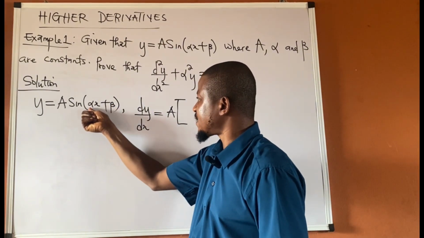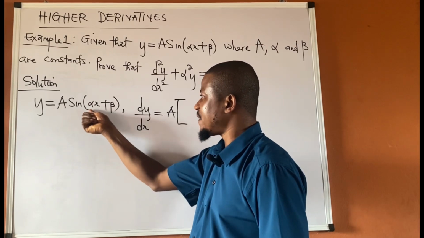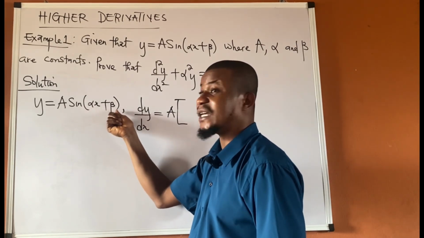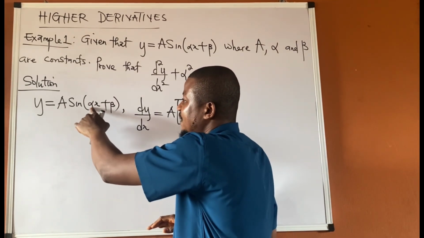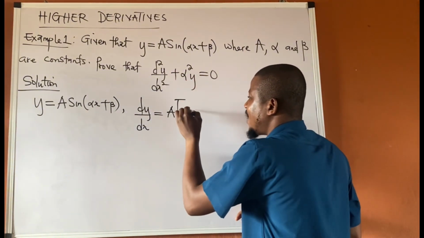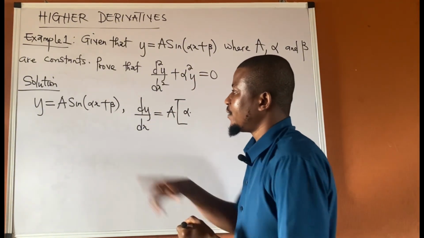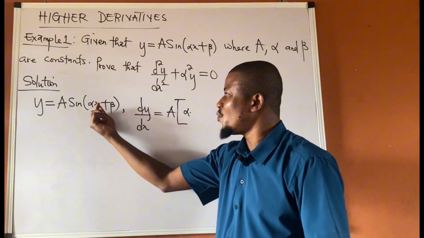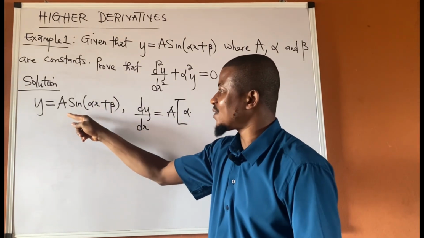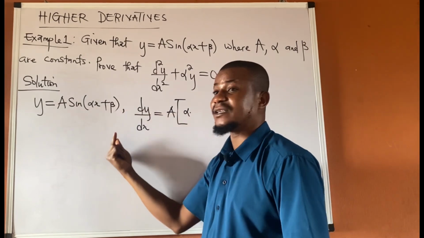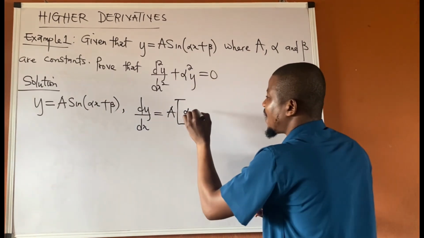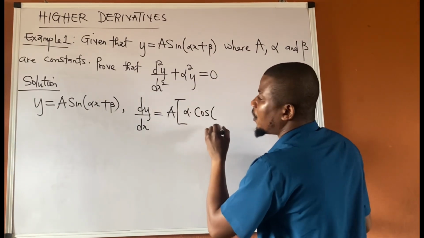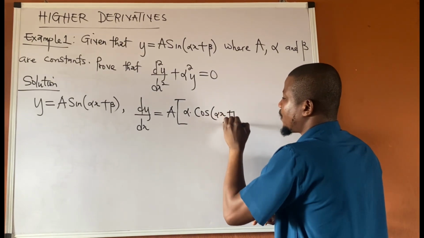So let's differentiate the one inside. To differentiate this, we have alpha x plus beta. First, we start with alpha x. If you differentiate alpha x, you have alpha. If you differentiate beta, that's 0. So we are done with this inner value here. So we go outward. We now differentiate sine. Sine of anything is cosine of that value. So we have the cosine of alpha x plus beta.